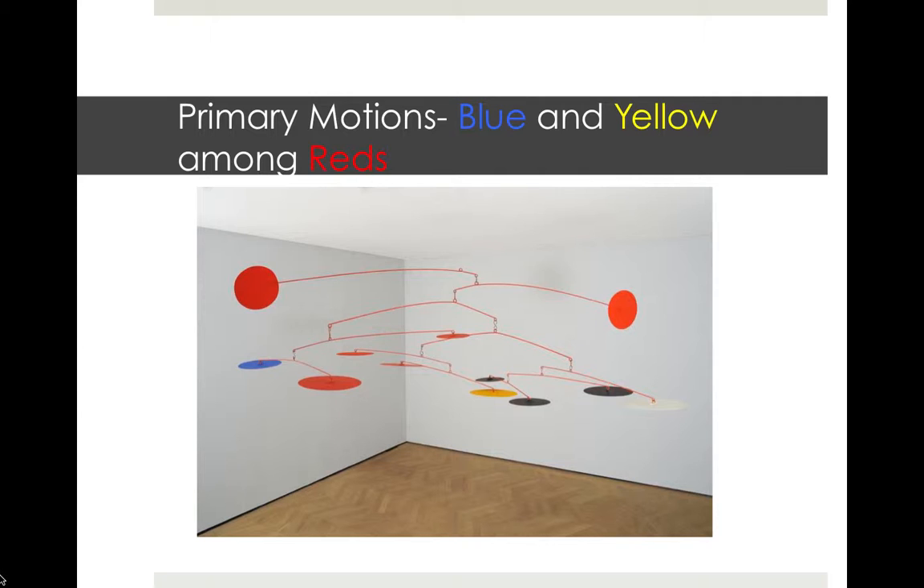This here is one of his famous mobiles called Blue and Yellow Among Reds, and this is an example of some of the work that he did and became very famous and well known for, being the father of mobiles. And I'm sure a lot of you have seen mobiles before, because as babies you may have had them in your cribs that you played around with.